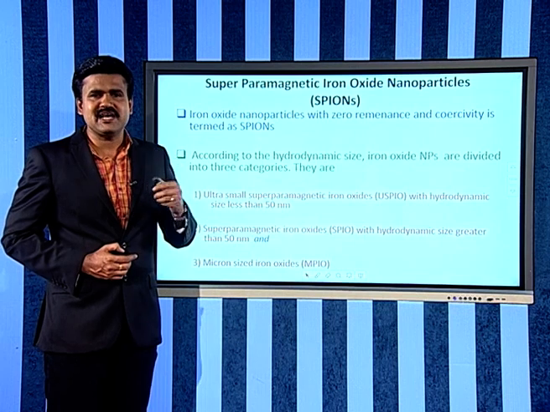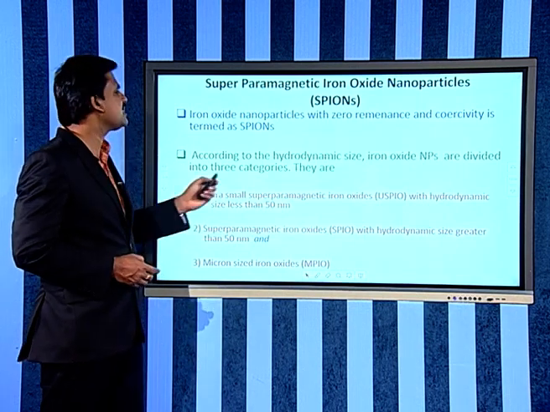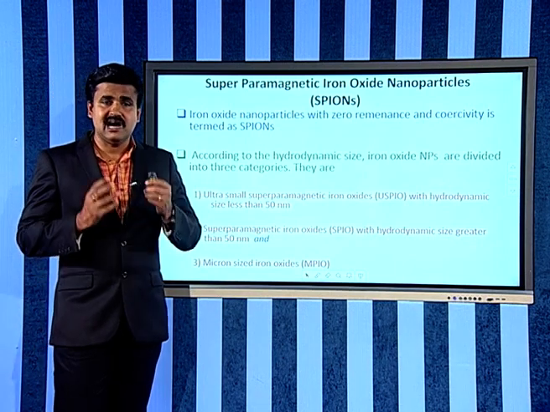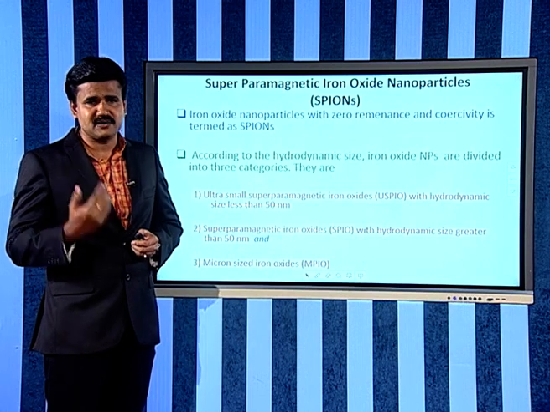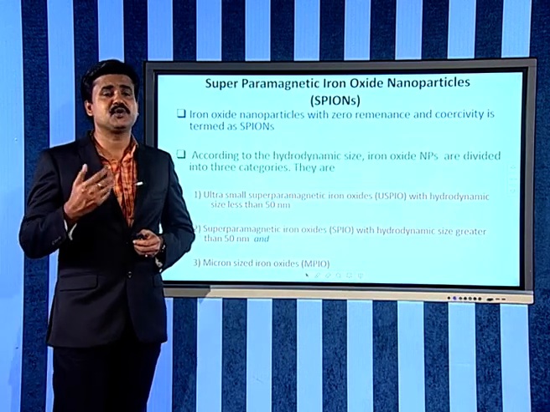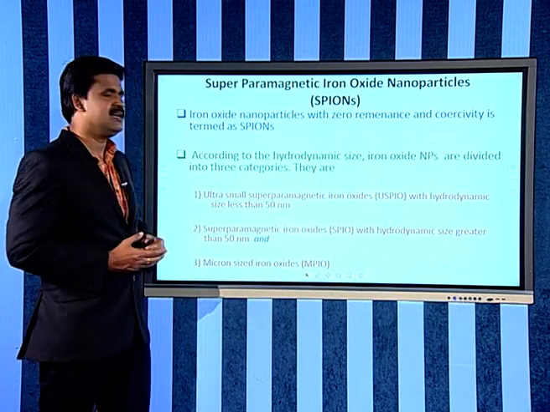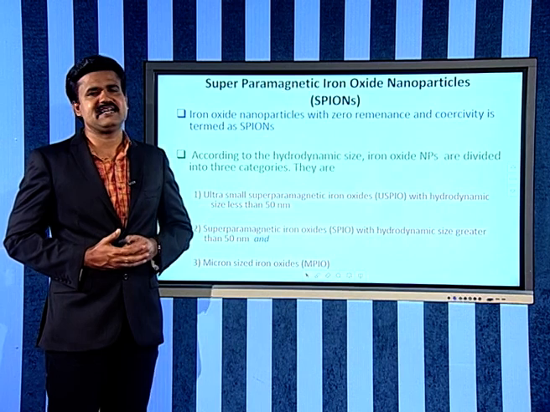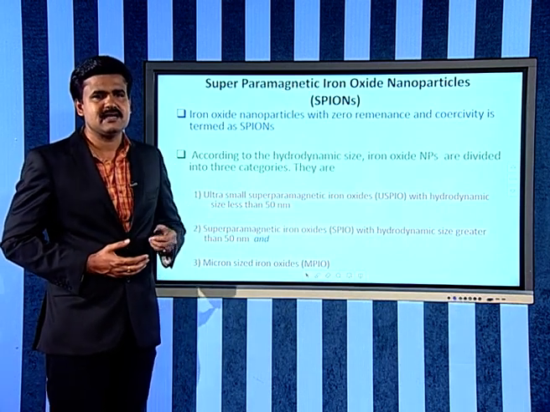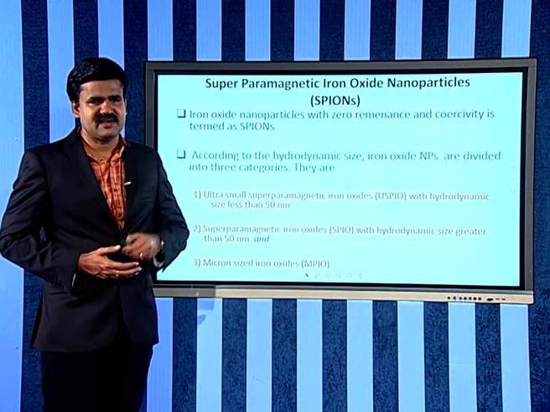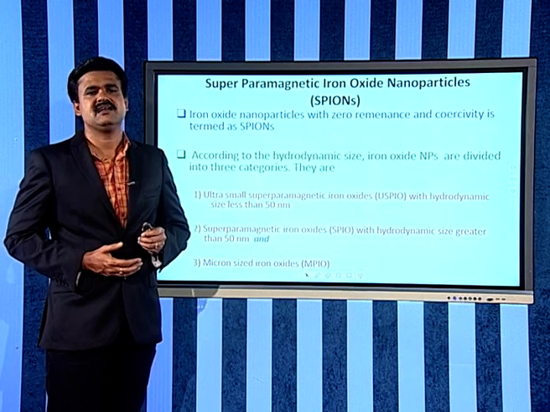According to the hydrodynamic size, iron oxide nanoparticles are divided into three categories. Ultra-small superparamagnetic iron oxide, USPIO, with hydrodynamic size, that is size in aqueous medium, less than 50 nanometer. The second category, superparamagnetic iron oxide, simply SPIO, with hydrodynamic size greater than 50 nanometer. And finally, micron sized iron oxide nanoparticles, MPIO.